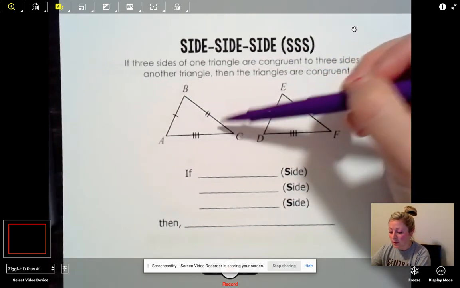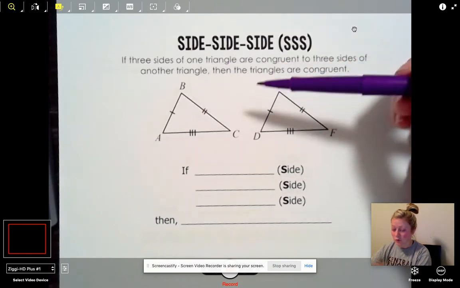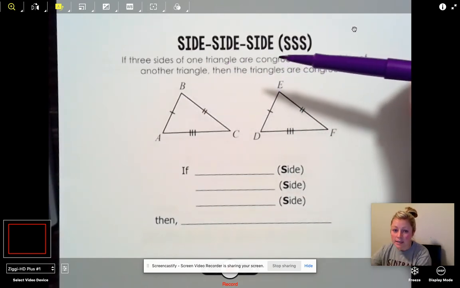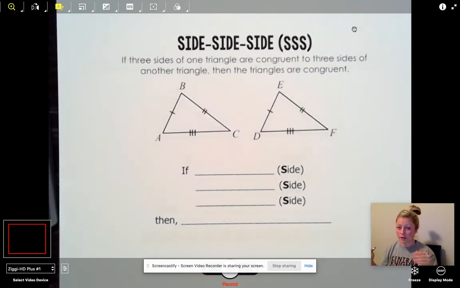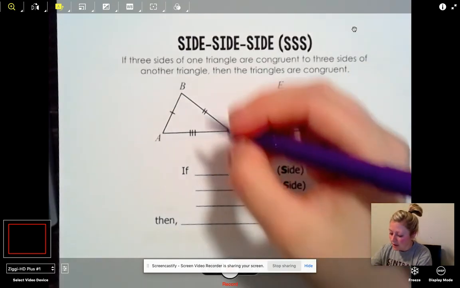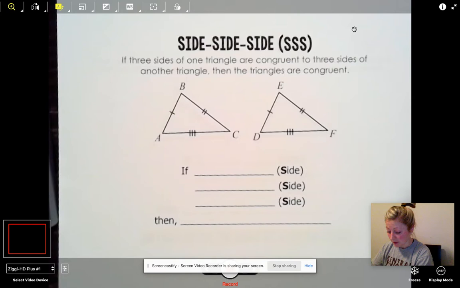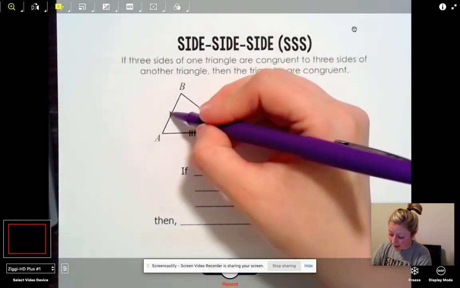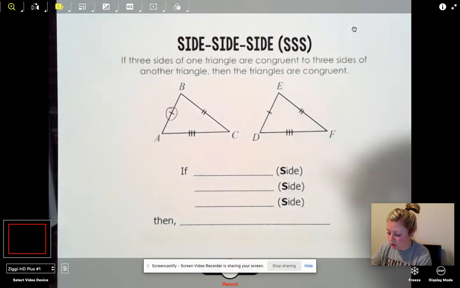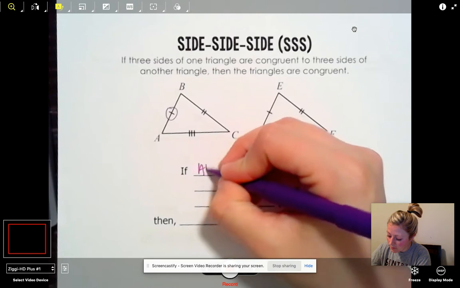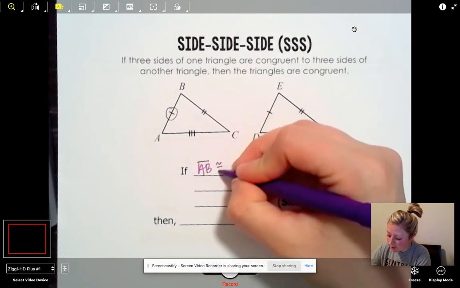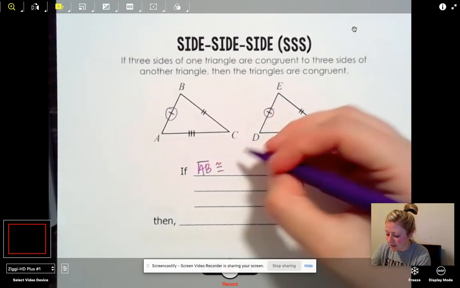So we don't even have to care about what their angle measures are, because if we have three pairs of congruent sides, then automatically those triangles are congruent. So let's look here. We're going to list our sides that are congruent. So I have one tick mark. Remember, your tick marks match. So AB is congruent to, now I find my other tick mark, DE.